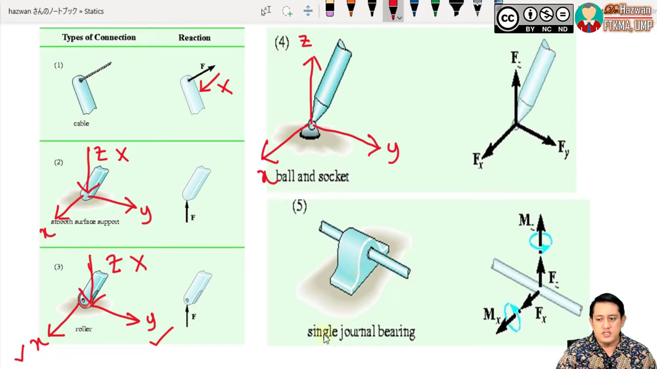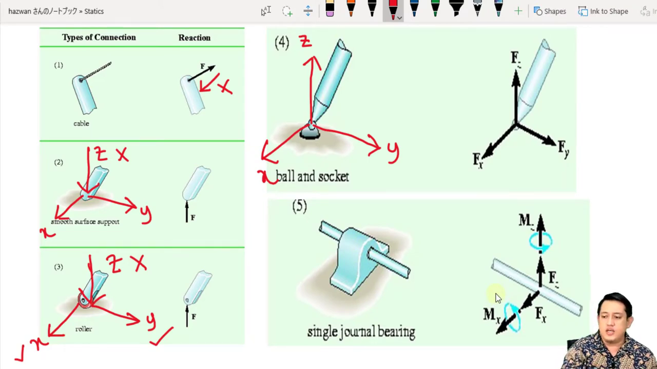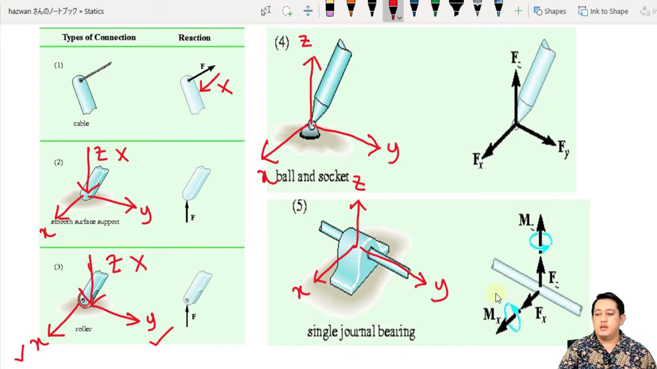What about this one? Single journal bearing. Look at this carefully. Let's draw the X, Y, and Z axes first. At this point we have X, this one we have Y, and upwards we have Z. Let's take a look at force first. Can we move this rod in the X direction? Push like this? Cannot. So which is why we have Fx, the reaction force.